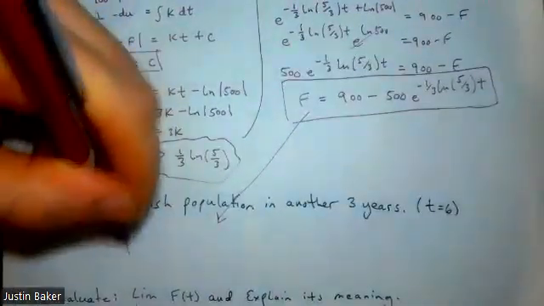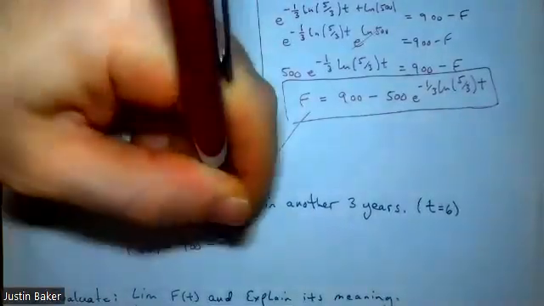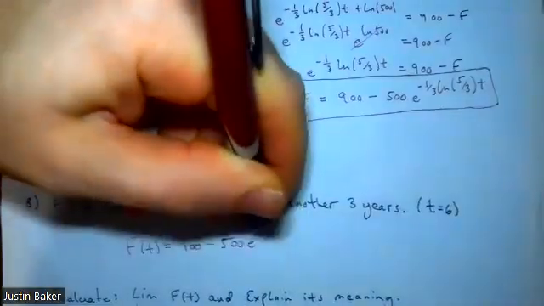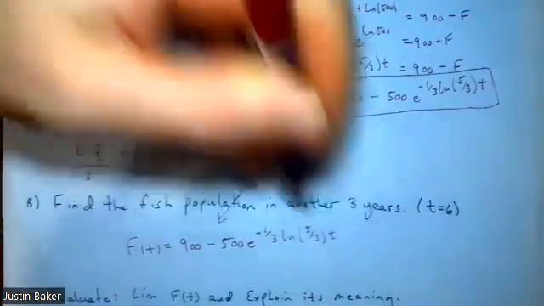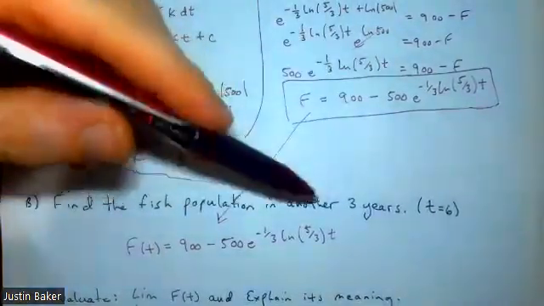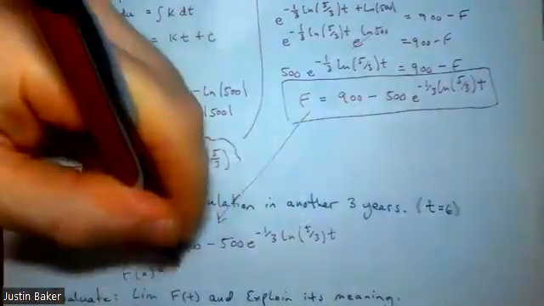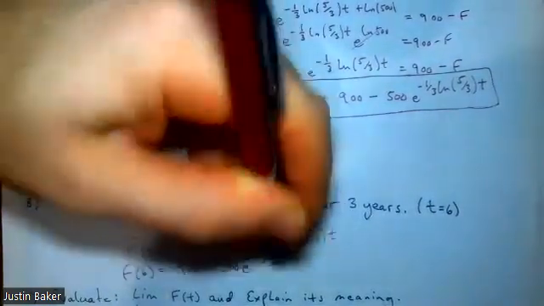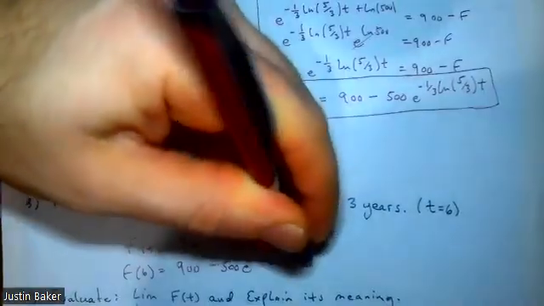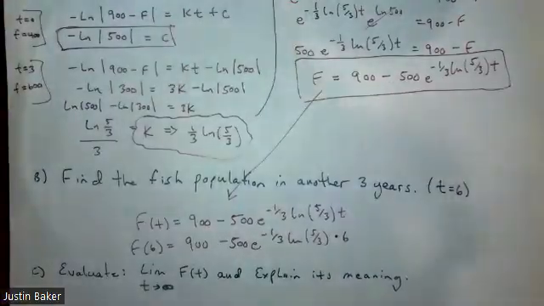We know the fish at any time is equal to 900 minus 500e to the negative 1/3 natural log 5/3 t. And all this means is in another 3 years is t equals 6. So this is just asking us for f of 6. So 900 minus 500 e to the negative 1/3 natural log 5/3 times 6. And nobody knows what that is, so you would need to go fire that into a calculator.